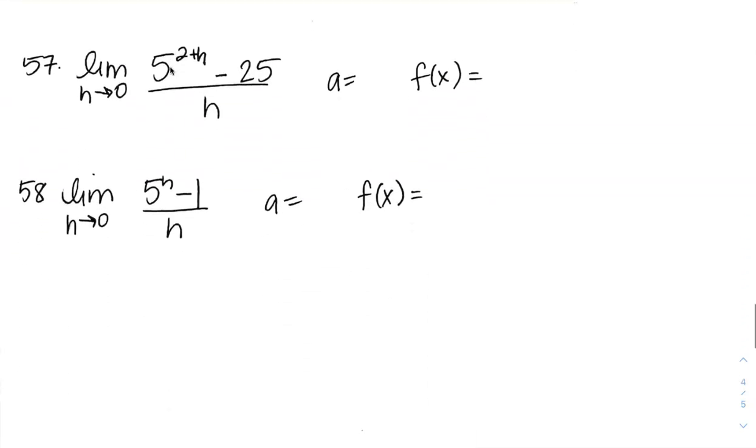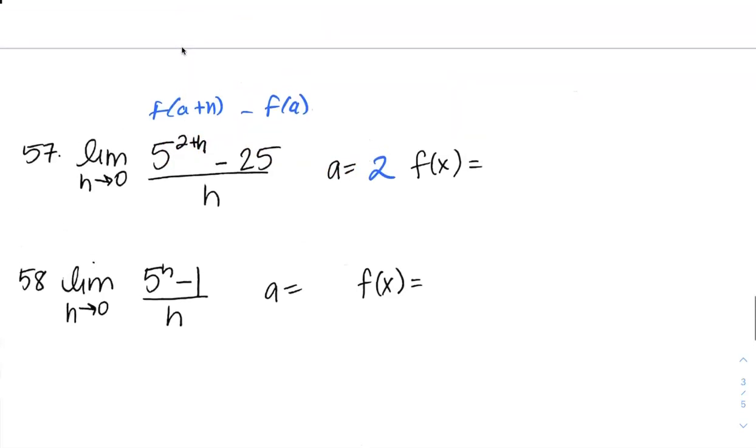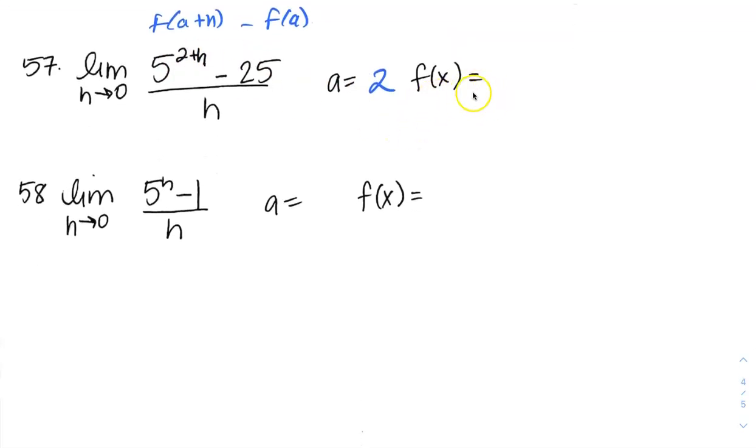Moving on with 2 more of the fun ones. So again, remember the way this one works is it's f of a plus h minus f of a all over h. So what's my a? It's the thing next to your h. In this case, that should be 2. By the way, we'll go back to that in a second. Let's read it. What's f of x? It's this thing, but ignore the a plus h part, make that an x. So it'll be 5 to the x.